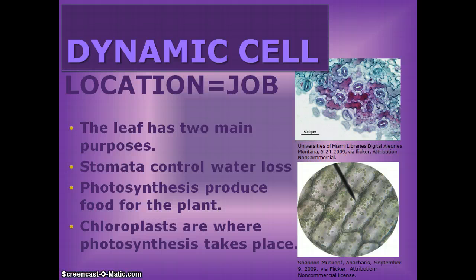Now, chloroplasts and stomates are not in the root, because it would be pointless to stop evaporation from occurring when it's in the root. And it would be pointless to have photosynthesis occurring in the root when you need sunlight. So there is a purpose for the cells to be dynamic.